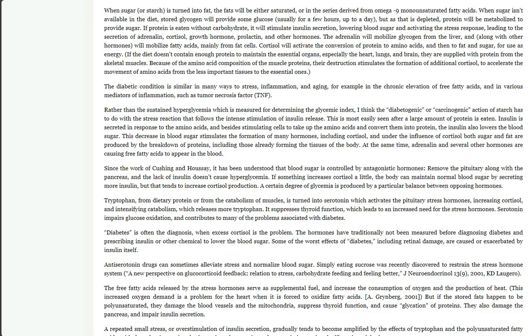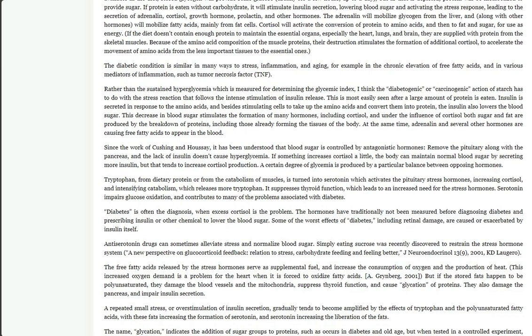If the diet doesn't contain enough protein to maintain the essential organs, especially the heart, lungs, and brain, they are supplied with protein from the skeletal muscles. Because of the amino acid composition of the muscle proteins, their destruction stimulates the formation of additional cortisol to accelerate the movement of amino acids from the less important tissues to the essential ones.